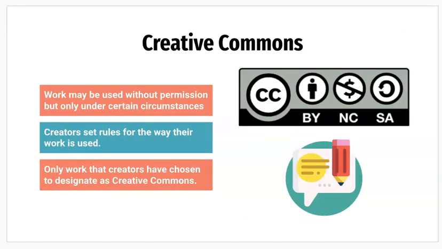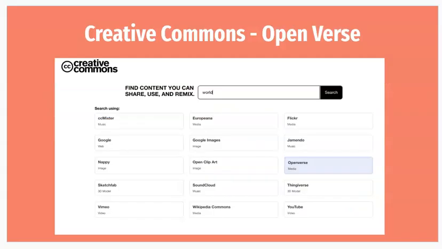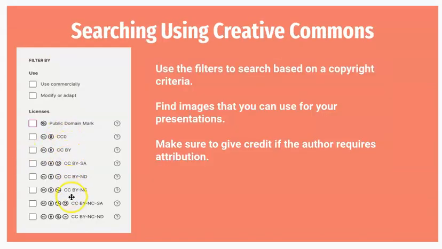So we're going to use Creative Commons to find images and sources that we can use in our research and in our presentations. Creative Commons works may be used without permission, but only under these certain circumstances like we just talked about. Creators set rules for the way their work is used, and you only use work that creators have chosen to designate as Creative Commons. So we can use sites like Openverse and look for open source material that is designated Creative Commons and follow the same rules and laws that we talked about.